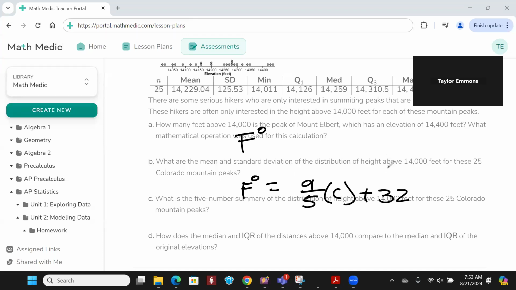Okay, now to do the mean, all you're going to do is take what your original mean was, plug it in, right? So if I said this is in Celsius, if I say 32 is my mean, I'm going to plug that in and get my new mean. Good. If I say the standard deviation was, let's say 10, I'm going to plug the 10 in, but I'm not going to add the 32. Why am I not going to add the 32?